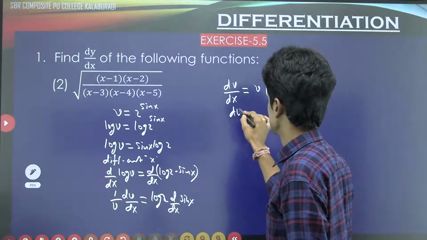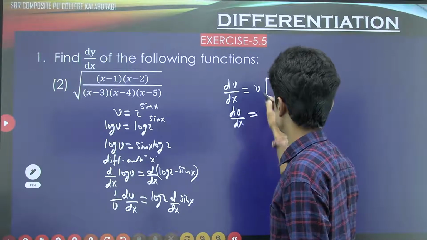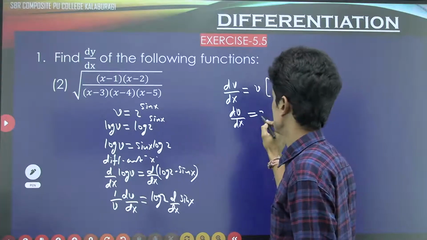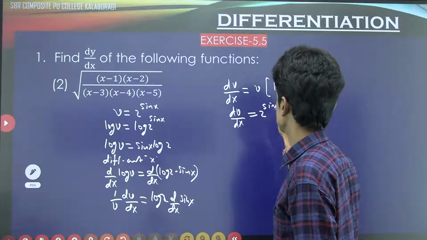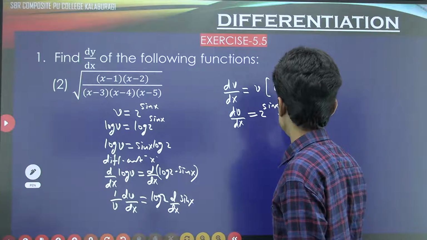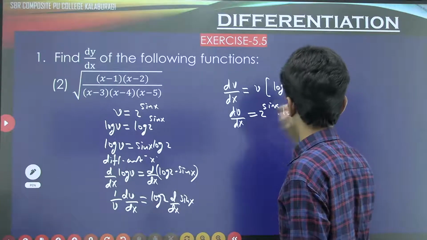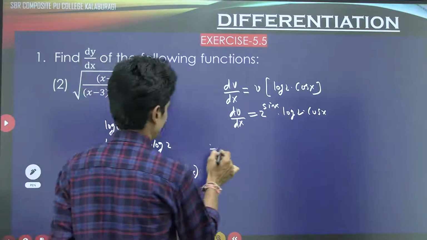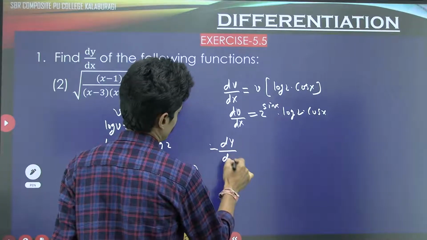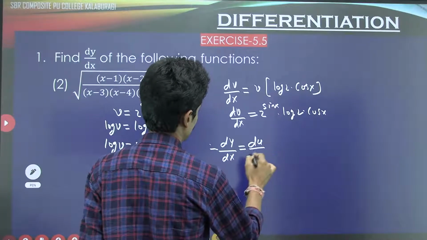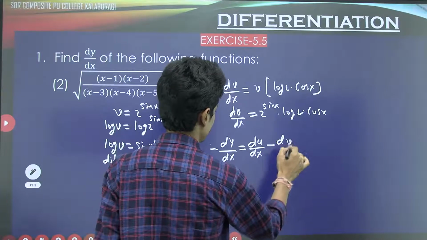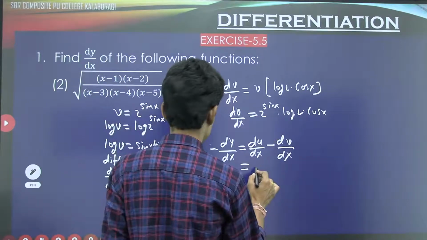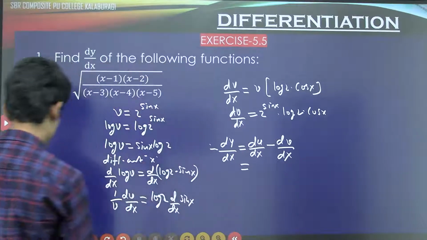Then final step, dv divided by dx is equal to, what is v value? v is nothing but what we assumed, 2 power sine x, and into log 2 into cos x. This is our required result. Just I got u as well as v. Our final requirement will be dy by dx. What is dy by dx? du by dx minus dv divided by dx. What is our du by dx? du by dx will be how much? Here in the previous step, that is how much?